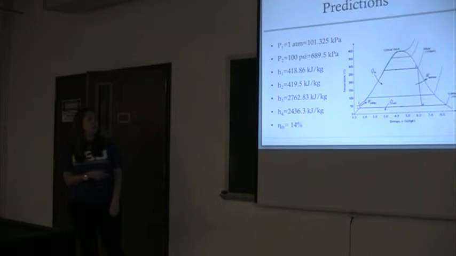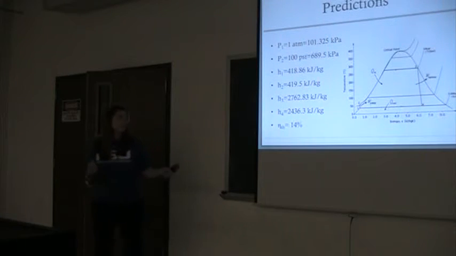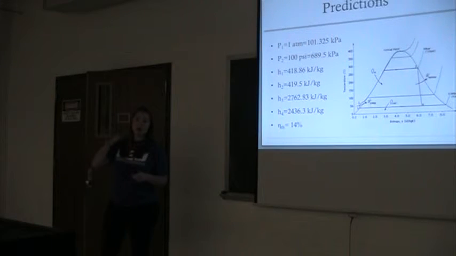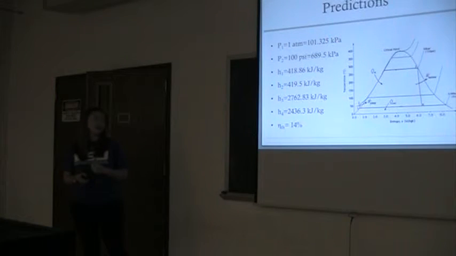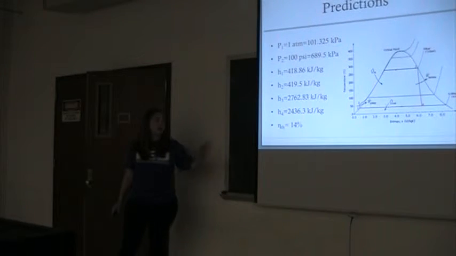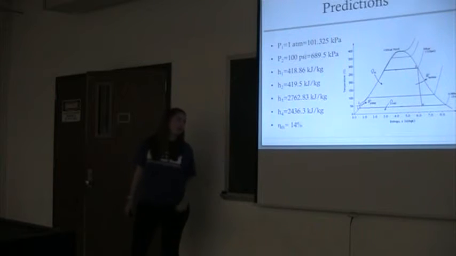These are the predictions I made. I said that the pressure at the condenser was 1 atm, and then the highest recorded pressure, according to the lab manual, was recorded at 100 psi. So I went ahead and assigned that to the pressure at the boiler. And then I calculated the enthalpy at each of the 4 locations, assuming that this was an ideal Rankine cycle. I came up with a low efficiency of 14%.